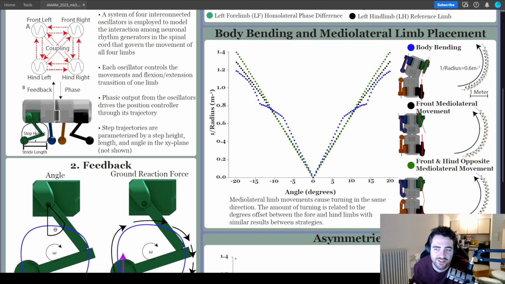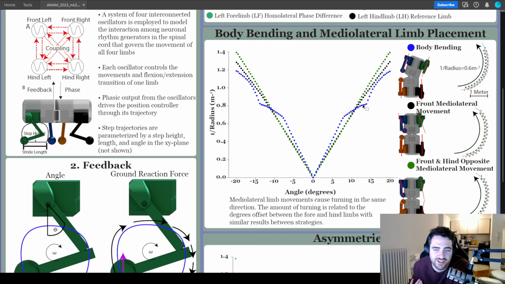On the right side, you can see trajectories. And so we chose parameter values where 1 over the radius is equal to 0.6, so you're able to compare more evenly between them. On the x-axis here, you can see the angle in degrees between the hind and the forelimbs. And on the y-axis, you see 1 over the radius. So as this value on the y-axis increases, you're making a sharper turn, meaning that the radius of the circle is getting smaller. And so you can see that it's perfectly symmetric down the center. And surprisingly, all three of these asymmetries cause similar types of turning.